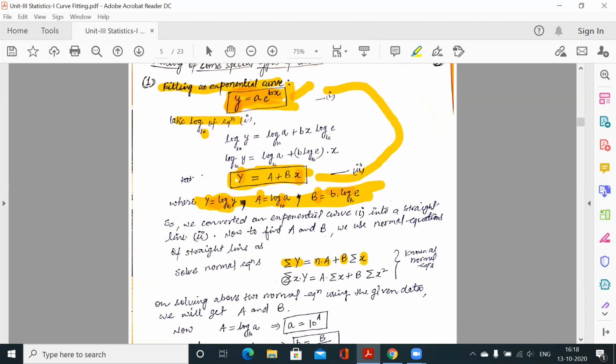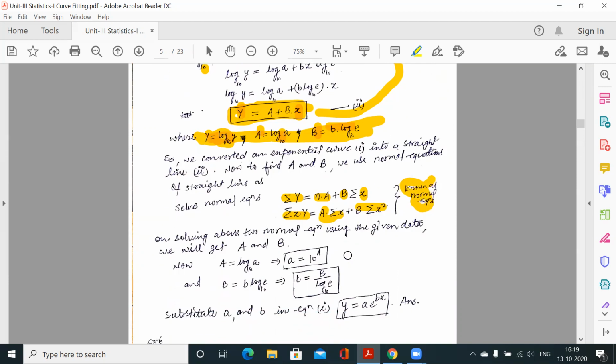Next, what is the second normal equation? It is summation x dot Y, which is equal to A summation x plus B summation x square. So these are the two normal equations. Now we will find the summation of capital Y, summation of small x, summation of x dot Y, and summation of x square. After substituting these values, we will get two linear equations in capital A and capital B. When we solve those linear equations, we will get the values of capital A and capital B.